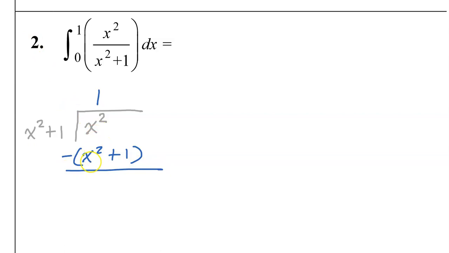X squared minus x squared is 0, so we write nothing. 0 minus 1 is negative 1. This is the remainder. So we take this remainder, there's my negative sign, but I make a fraction out of the remainder. I put the remainder over the divisor. So I have 1 over x squared plus 1.